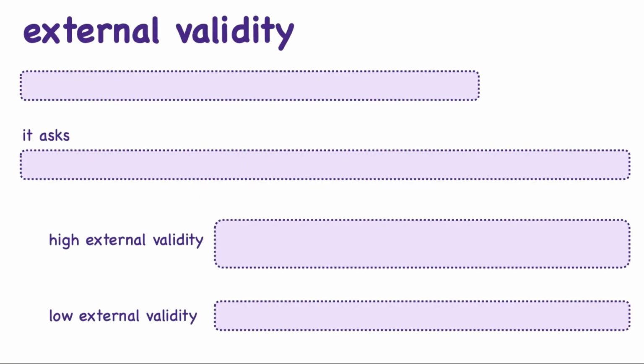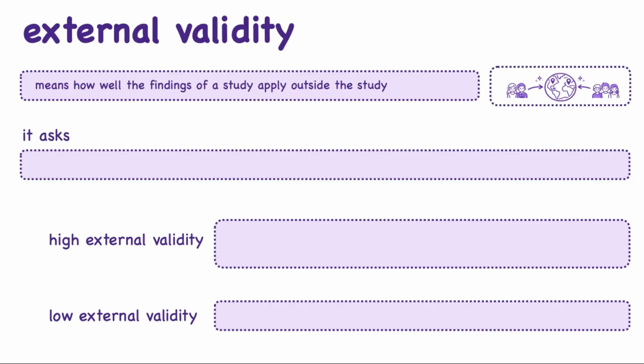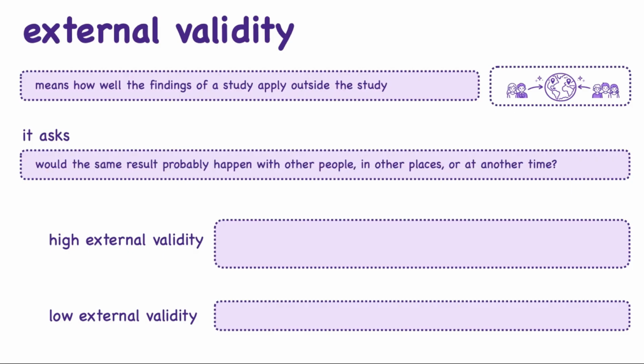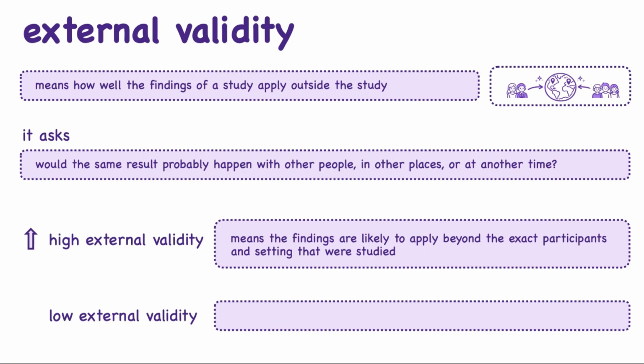External validity means how well the findings of a study apply outside the study. It asks, would the same result probably happen with other people, in other places, or at another time? High external validity means that findings are likely to apply beyond the exact participants and setting that were studied. Low external validity means the finding may only apply to a narrow group or situation.